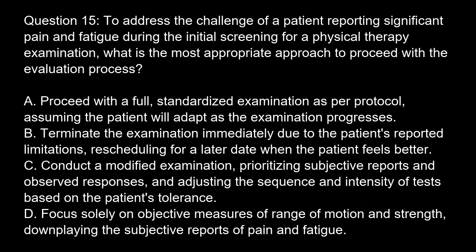Option A. Proceed with a full, standardized examination as per protocol, assuming the patient will adapt as the examination progresses. Option B. Terminate the examination immediately due to the patient's reported limitations, rescheduling for a later date when the patient feels better. Option C. Conduct a modified examination, prioritizing subjective reports and observed responses, and adjusting the sequence and intensity of tests based on the patient's tolerance. Option D. Focus solely on objective measures of range of motion and strength, downplaying the subjective reports of pain and fatigue.